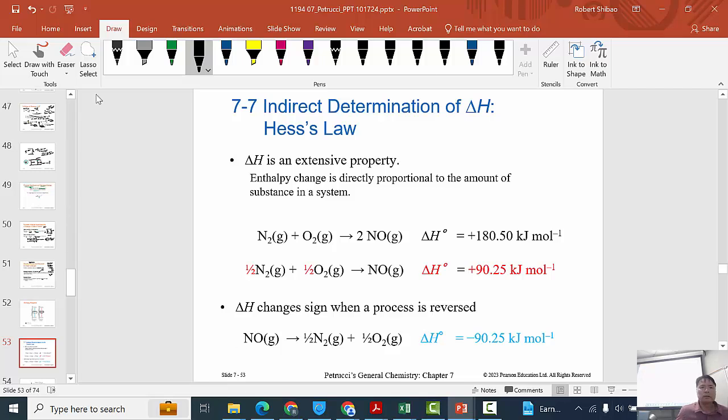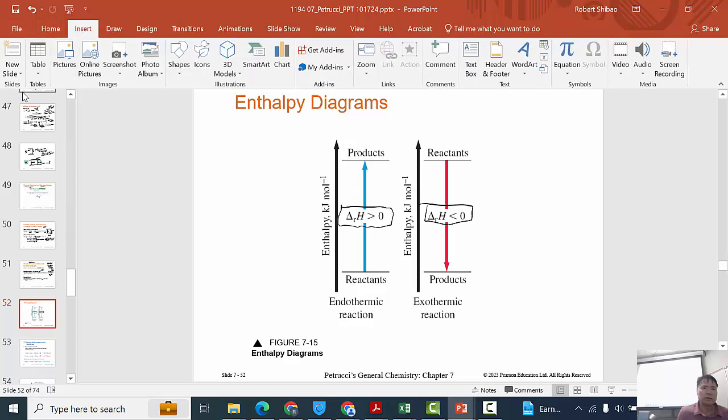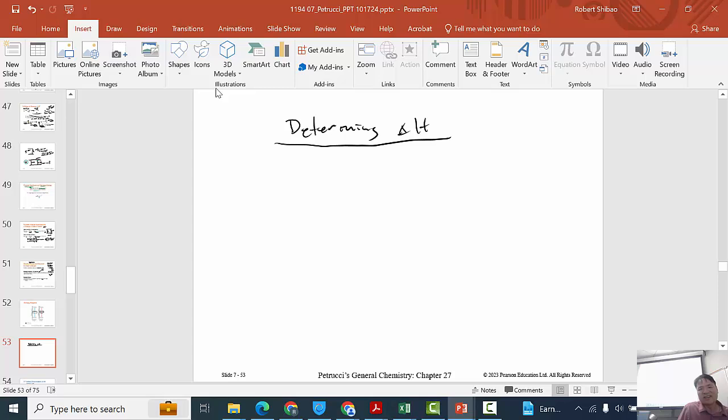And so what we want to do is learn all the ways to determine delta H. Delta H is going to be the most useful, again, for us. So what are all the ways to determine delta H? And so let's take a look at determining delta H. Probably one of the hardest ways is by calorimetry. If we do calorimetry, we have 2 types.